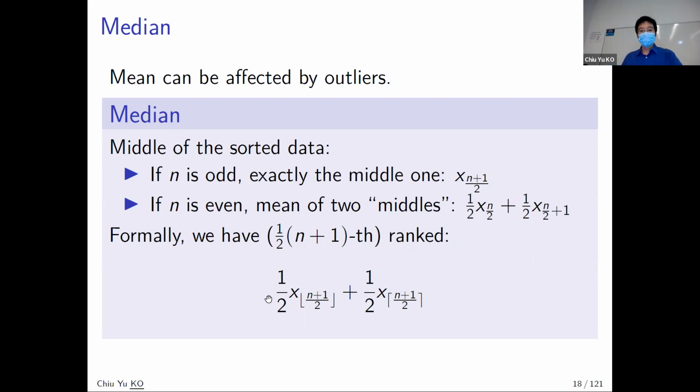Of course, if you don't like this formula, you can just do whatever you have here, right? If odd, just take the middle guy. If even, you just take the average of the middle two guys.